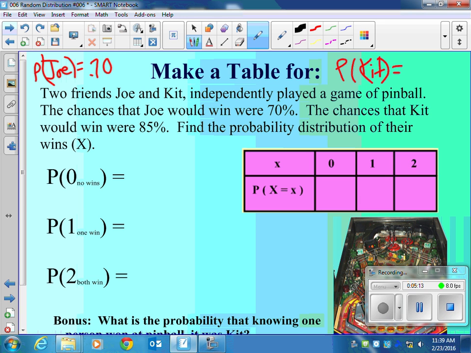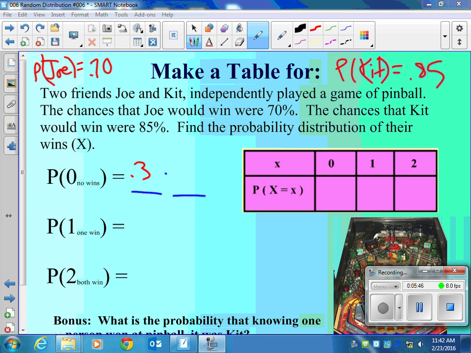And she's a little better, 0.85. Now here's what we want to do. You are going to generate the probability, if they play, that no one wins, that one person wins, or they both win. And we're going to fill out this chart, and then eventually we'll answer this bonus question. Good luck. So if you are going to talk about the probability of nobody winning, 2 slots here. Joe is going to lose. What are the chances that Joe loses?